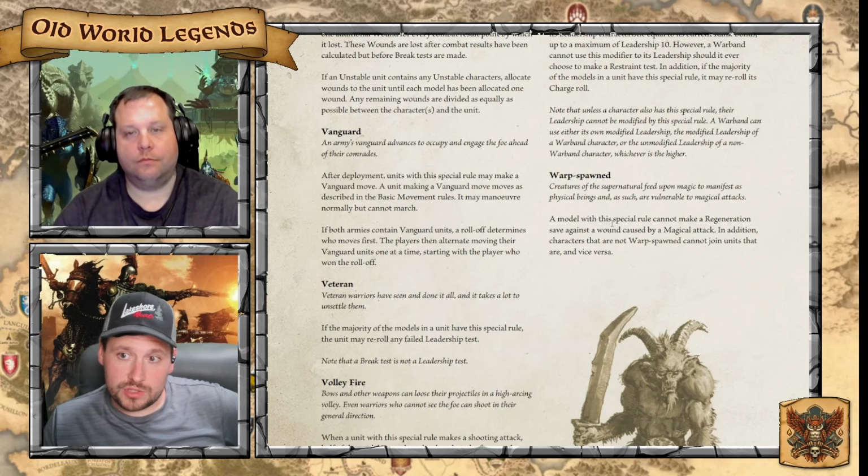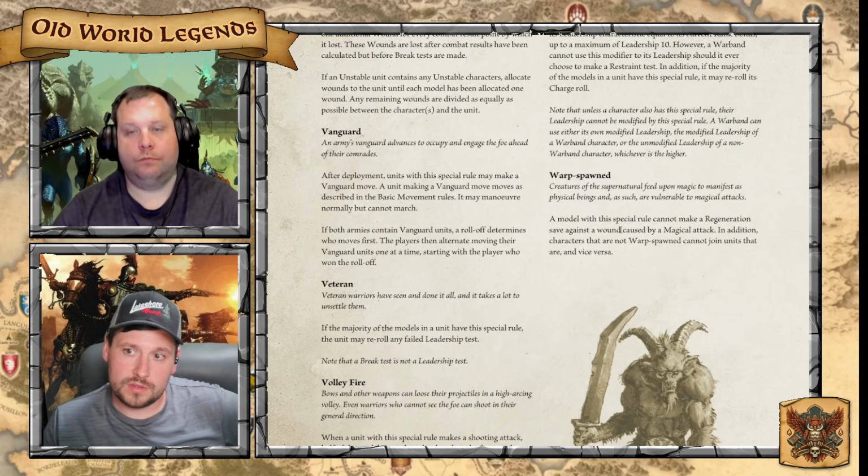Well, it's just strictly a negative. If you have that special rule, you can't make a regen save against wounds caused by magical attacks, and you can't join units that have it, or vice versa. It's also a rule that is used as a label signifier for certain special abilities and weapons that are kind of like anti-demon in how they work.